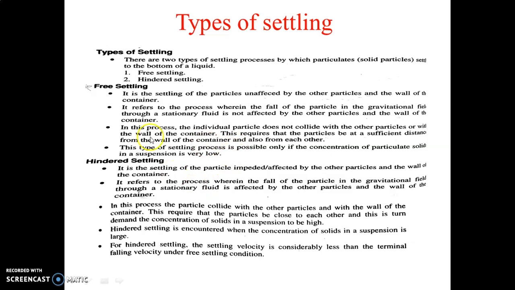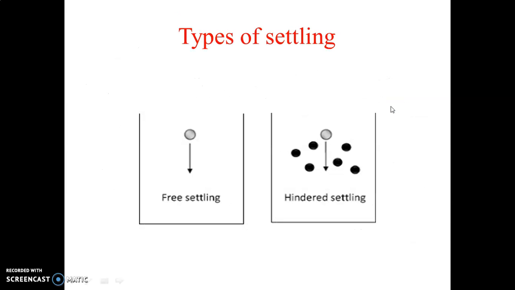So what is meant by free settling? It is the settling of particles unaffected by the other particles and the wall of the container. That means when a solid particle settles in the tank, it is unaffected by the other particles and the wall of the container. If we look at this figure, suppose we take one solid particle and it settles unaffected at the bottom of this tank or basin, it is called free settling.